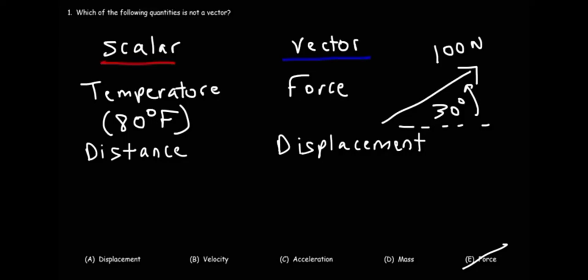and not as distance. So displacement is basically distance with direction. So we can eliminate answer choice A. Now you also need to know that speed is a scalar quantity, and velocity is a vector quantity. So just as displacement is distance with direction, velocity is speed with direction. Velocity tells you how fast you're going and where you're going. Speed simply tells you how fast you're going. And by the way, displacement is the change in position.